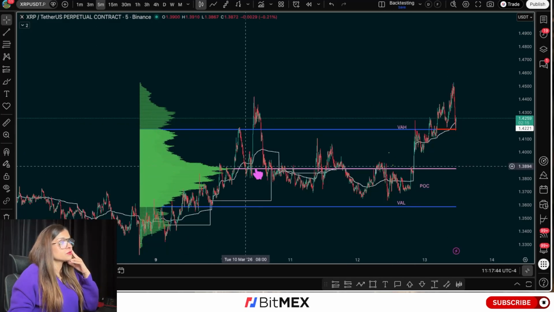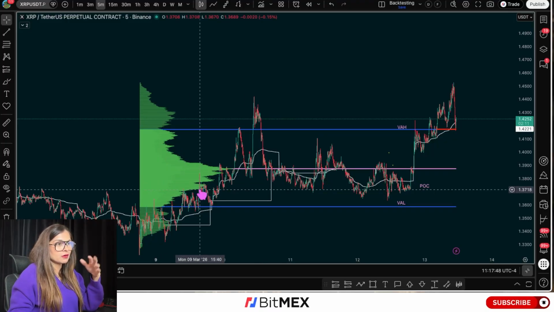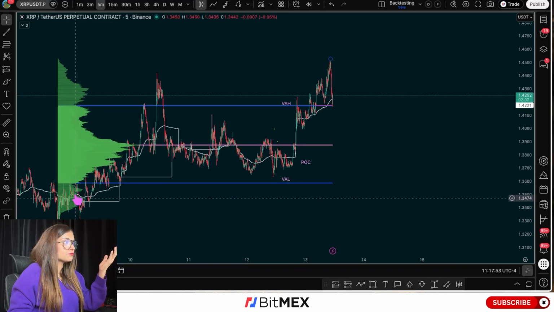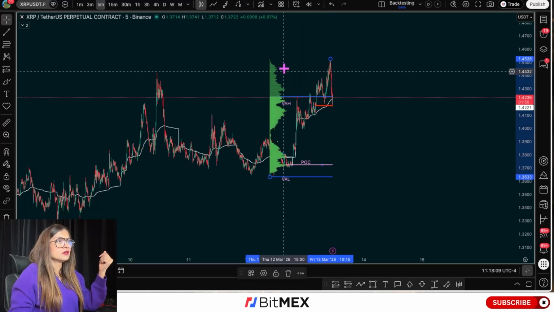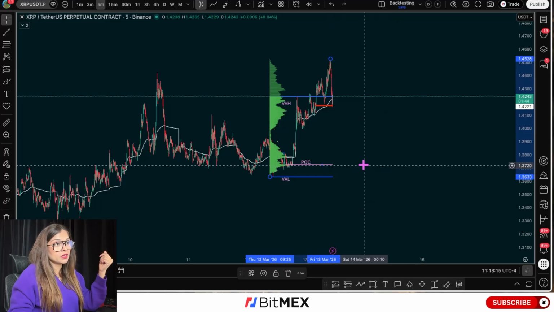The great thing you can do is play around with the fixed range volume profile. Draw it for the start of the session, for example. Let's say you want to draw it for the New York session, at 9:30 over here, until, I guess, this time. And as you can see here, the point of control, where traders found the most value for XRP at this point, is 137.22.